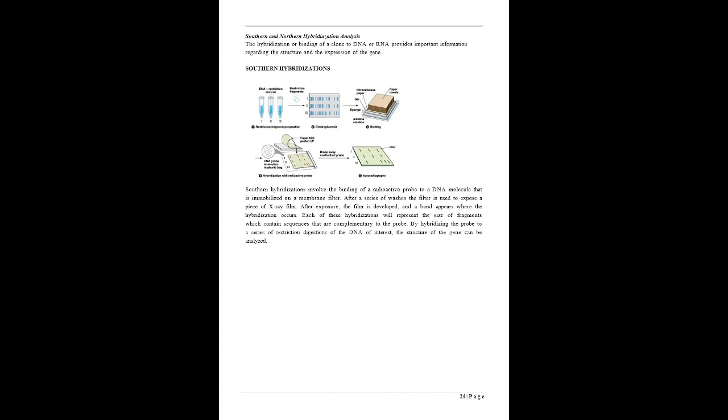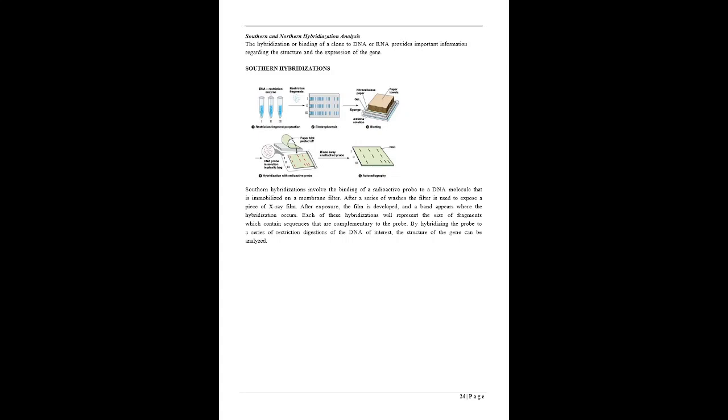Now there are two types of hybridization that are important, the southern and the northern hybridization. The northern hybridization is used for RNA and the southern hybridization is for DNA. The southern blot is used for analyzing gene structure, mapping, and detecting mutations in DNA, and the northern blot is used on RNA to study gene expression, measuring how much mRNA is being produced.